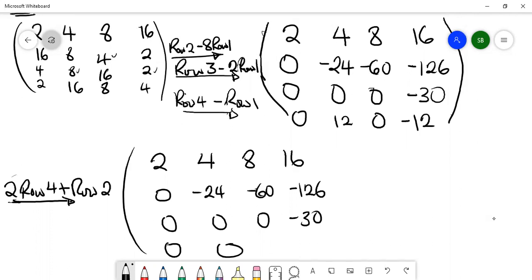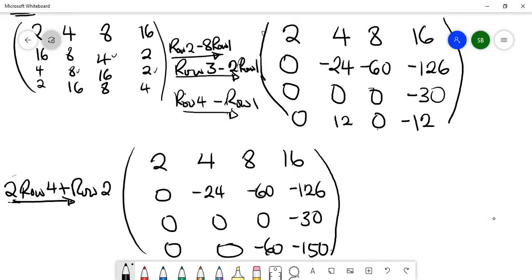And then next, you observe that if I do the calculation, 0, plus minus 60, I have minus 60 here. And then I have 2 times minus 2, that's minus 24, and then minus 126, and that will be minus 115.